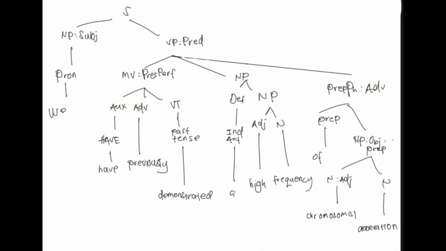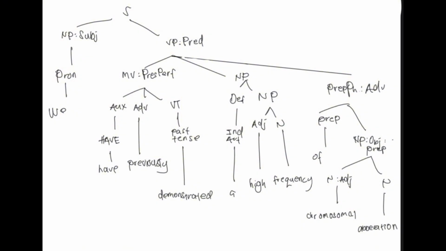First, let's look at the main verb phrase, which is the main verb, present perfect. Now, let's look at the main verb phrase, which represents the present perfect tense. This phrase is broken down into three parts: an auxiliary verb, have, and then an adverb, which is previously, and a transitive verb marked in the past tense, demonstrated.